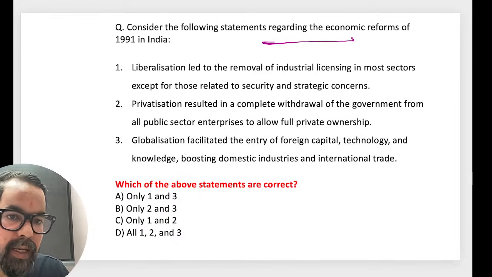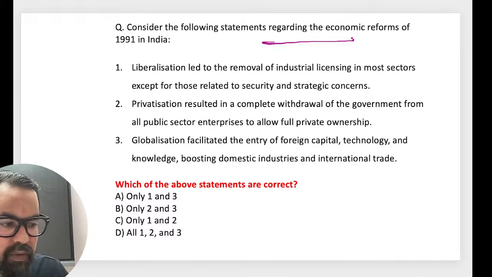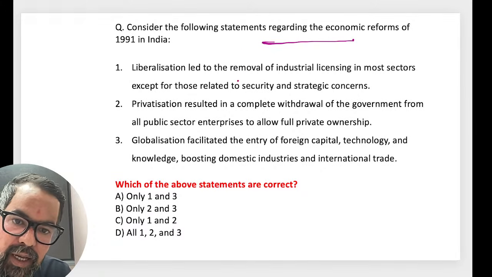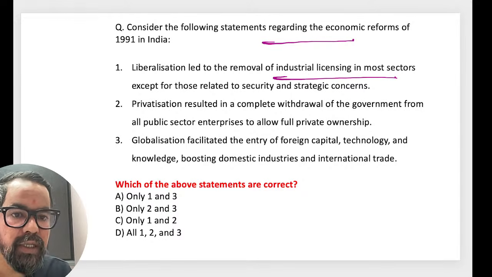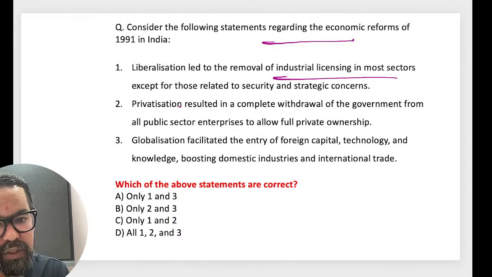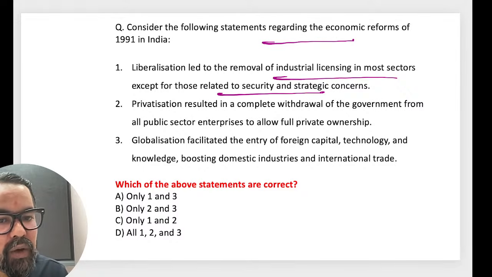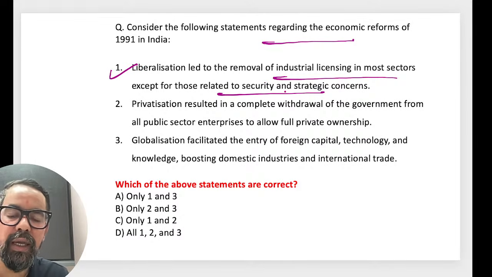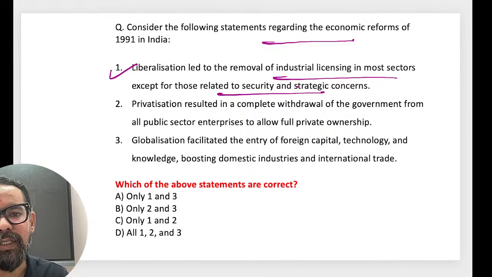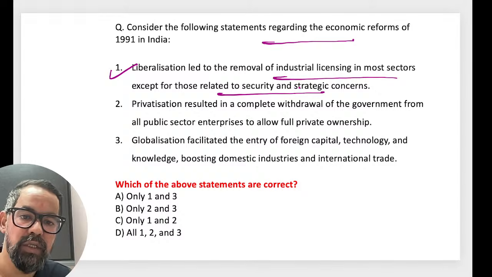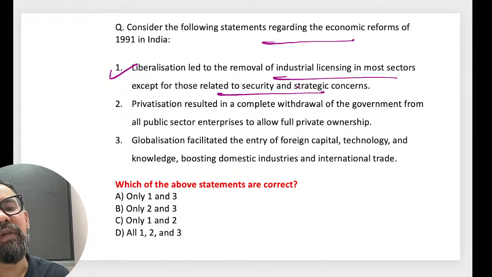Consider the following statement regarding economic reforms. Vinod sir is saying A, Indra ma'am also saying A. Liberalization led to removal of industrial licensing in most sectors except those related to security and strategic concern. Yes, security and strategic concern like railways, strategic security like atomic energy and all. Even today also FDI is not allowed in these particular areas.